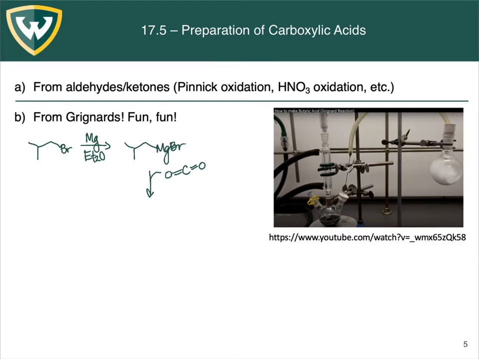And so that mechanism is actually pretty straightforward if you just focus on one side as kind of looking like an aldehyde or ketone. So that gives you the O- shown here. And now when we add a strong acid to that, we will protonate our carboxylate to get to the carboxylic acid.